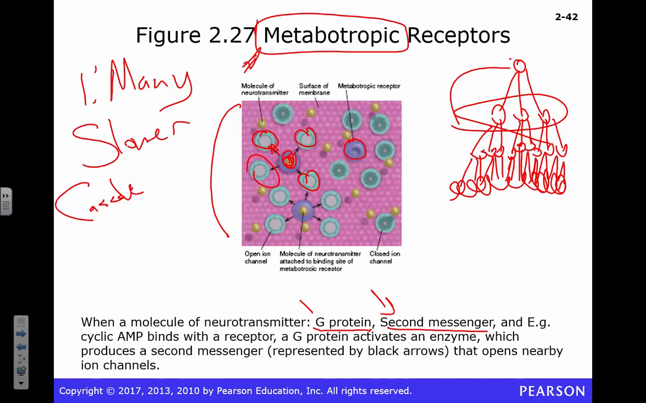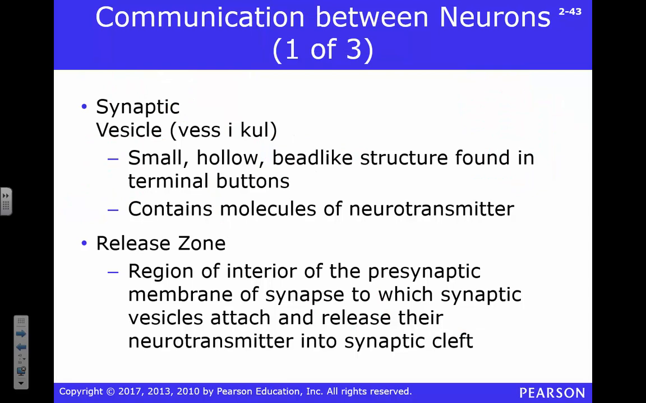We already talked about vesicles. Don't worry about release zone. This is the zone where we're going to release neurotransmitters. I mean, I know, right? Jakia, I'm just throwing out these terms in there. It's like, what is a release zone? That's right there.